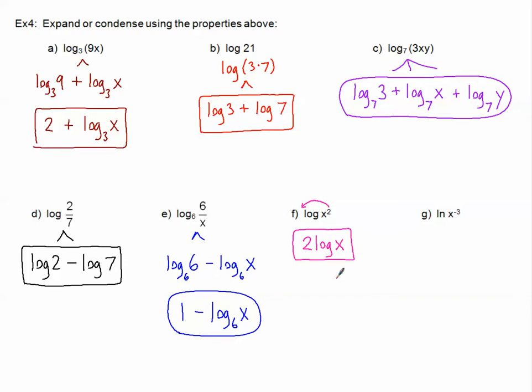Let's look at the next one. Looks like it's going to be the same thing. I've got an exponent inside a logarithm. Oh, this time it's a natural logarithm, but that's just a different symbol. That's fine. I'm going to bring that -3 right on outside, and I'm going to write that as a coefficient, -3 times the natural log of x. And there you go. That's all we need to do.